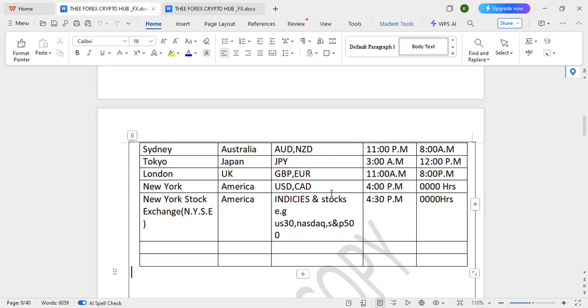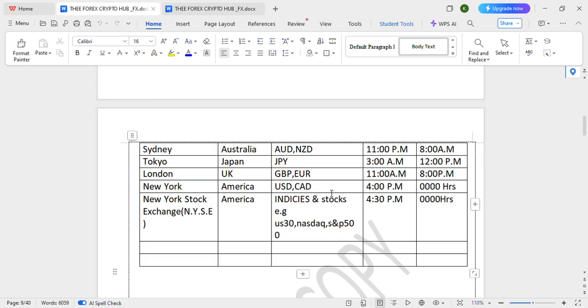Whether the euro is a base or a quote, you can best trade those pairs. And this session starts at 11 a.m. and closes at 8 p.m. So in terms of sessions, the first session, or one of the most important sessions I highly advise people to trade, is the London session.